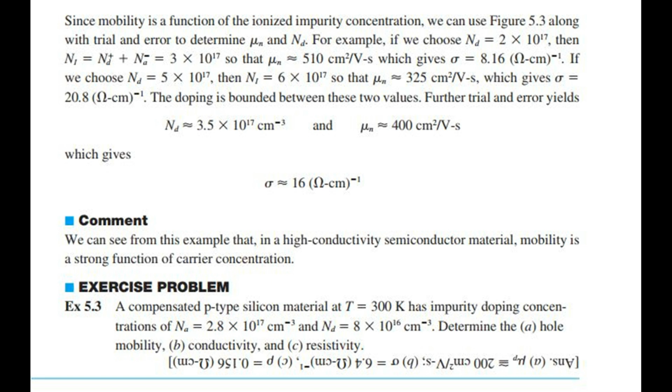For example, if we choose N_d equals 2 times 10^17, then N equals N_d plus N_a equals 3 times 10^17, so that mu equals 510 square centimeters per volt-second, which gives sigma equals 8.16 (ohm-centimeter) inverse. If we choose N_d equals 5 times 10^17, then N equals 6 times 10^17, so that mu equals 325 square centimeters per volt-second, which gives sigma equals 20.8 (ohm-centimeter) inverse. The doping is bounded between these two values.